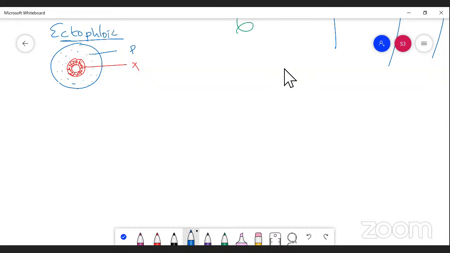Ecto, as the name suggests, means outside. Phloem just lies outside of the xylem. At the center, you can see a pith region. Pith is present at the center. This is called ectophloic stele. Actually, ectophloic stele is observed in the Osmunda plant, in which you can see ectophloic stele.